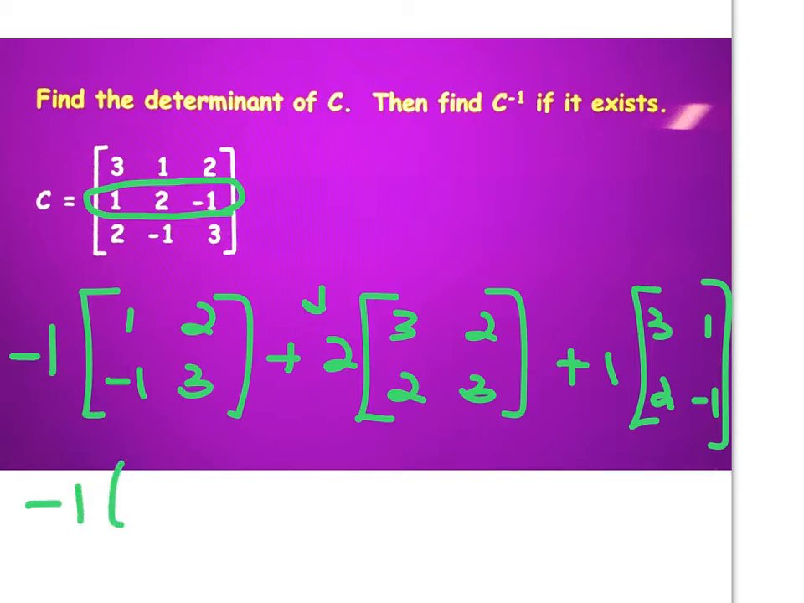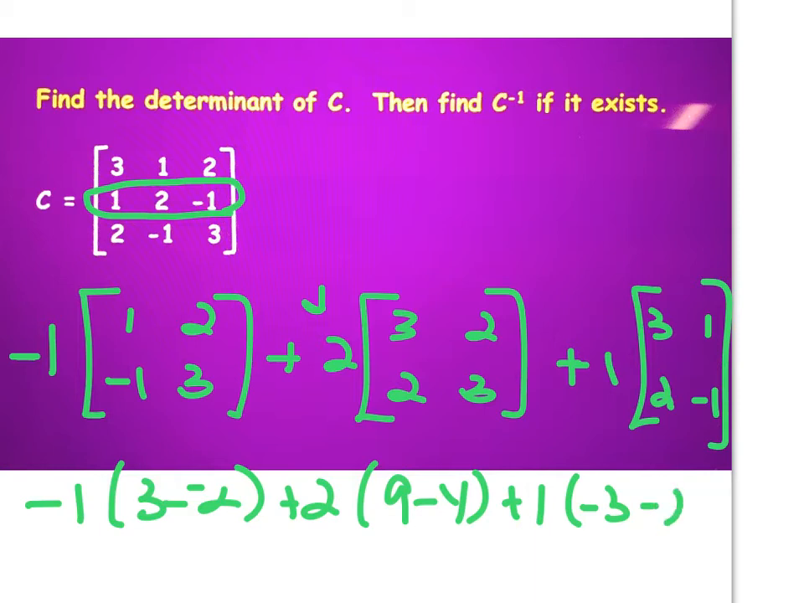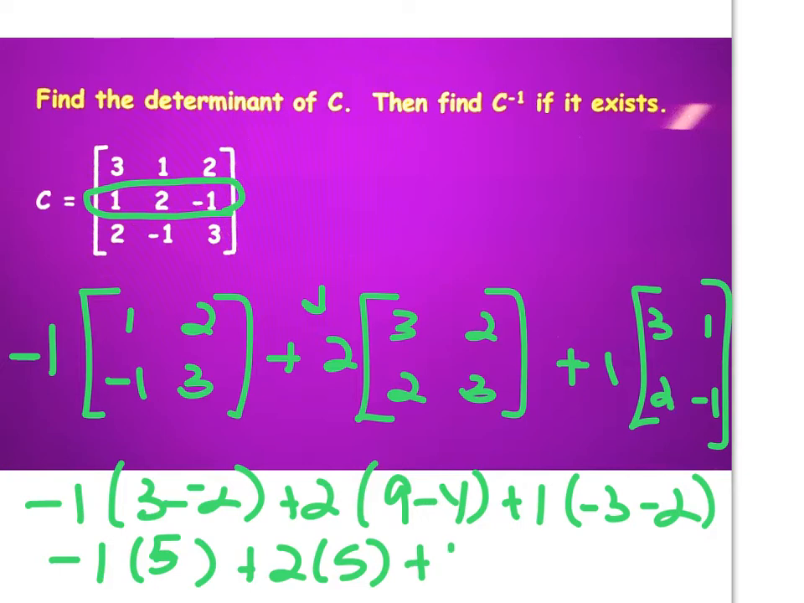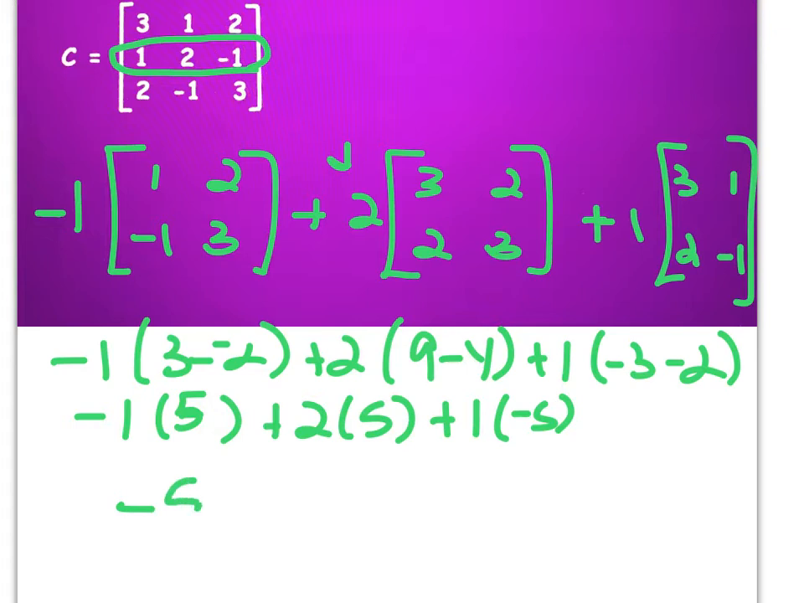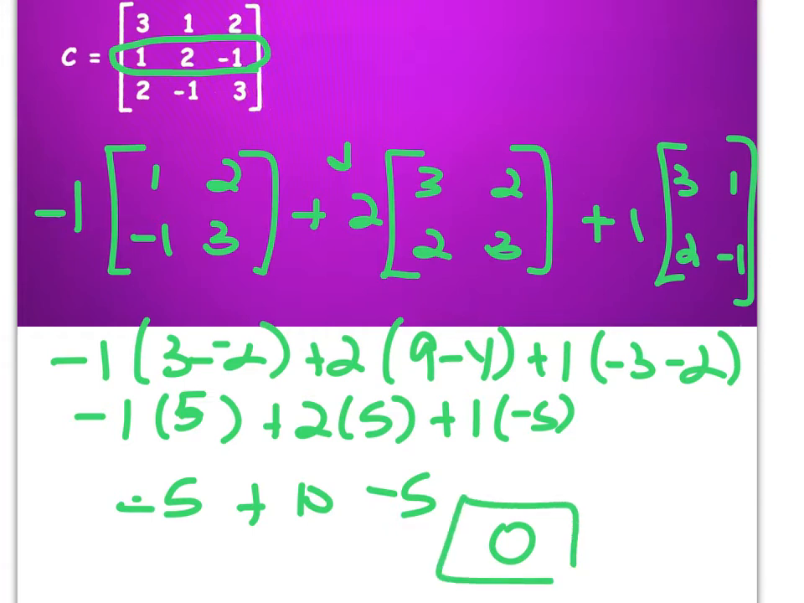Negative 1, do the determinant of those, which should be 3 minus negative 2. Take the 2, do the determinant here, 9 minus 4. Do the determinant here, negative 3 minus 2. All right, so I got negative 1 times 5, put negative 5. I have 2 times 5, and then 1 times negative 5. So you just add all those up, and you would get negative 5 plus 10 minus 5, which would give you 0. So the determinant of that whole thing would be 0. That's of a 3 by 3.